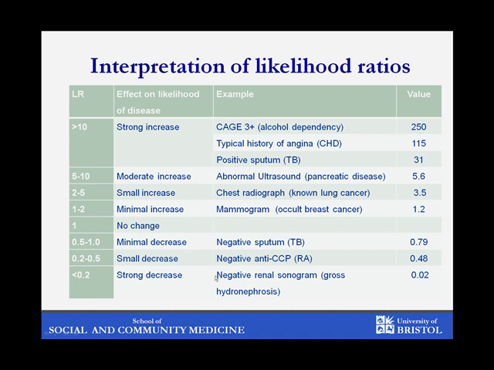On the other hand, if you do a renal ultrasound in case someone may have hydronephrosis and that's negative, that has a very small negative likelihood ratio, 0.02, so you have very strong evidence to rule out the diagnosis, and you wouldn't necessarily want to do any further investigations. And as you can see, I won't go through each one of these examples, but these values vary as you might expect. So some tests are much better at ruling in, some tests are better at ruling out.